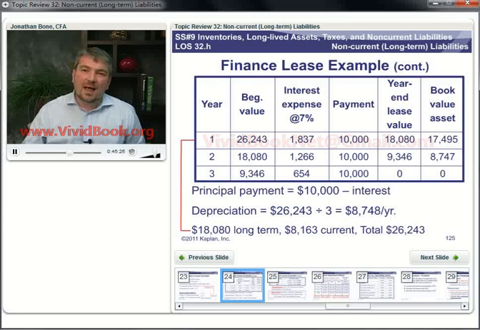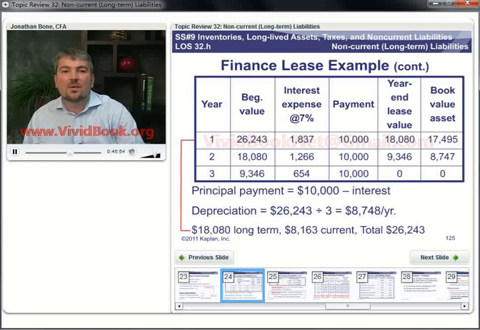Now, of course, as well, we've got the asset sitting there at 26,243, and that's going to be depreciated straight line. So 26,243 divided by 3, no salvage value because you don't own the asset. Our depreciation is 8,748 per year. So at the end of the first year, cost 26,243 minus 1 year's depreciation, 8,748, the value falls in your plant, property and equipment to 17,495.